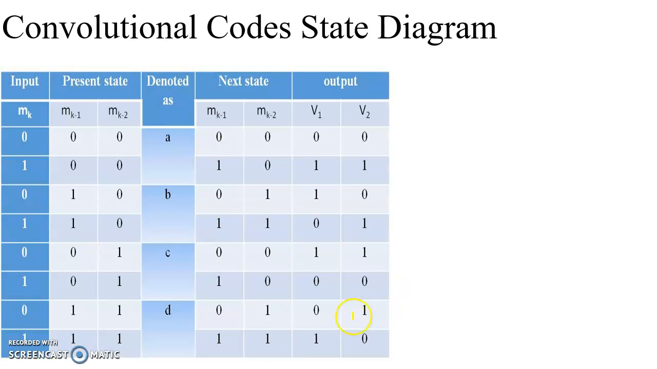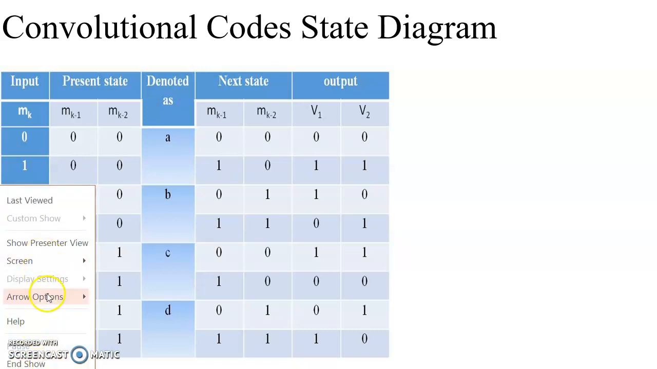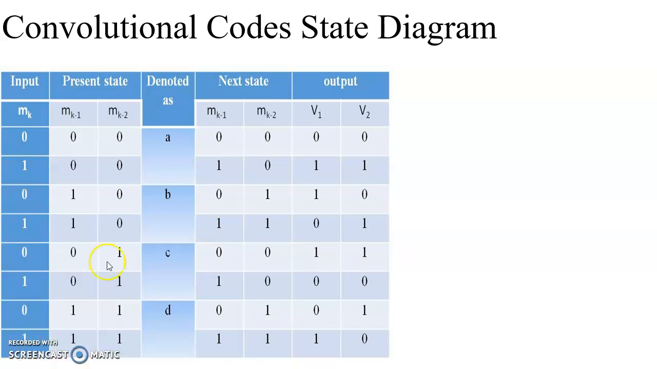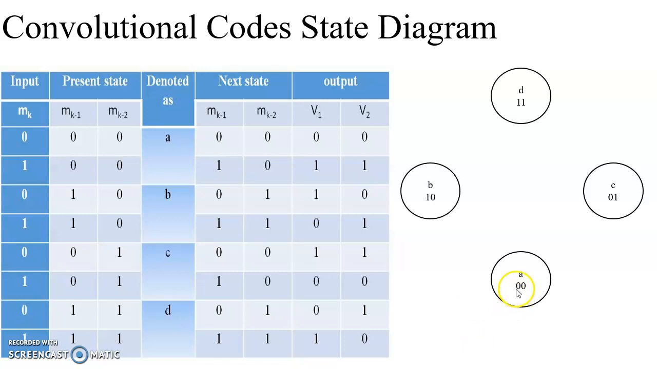Now coming on to the next, we have with us the convolutional encoder. I'll take the arrow option. We have the state table with us. From that we are going to draw the state diagram. So these are the 4 states A, B, C, D. Present states 0, 0, B 1, 0, C 0, 1, D 1, 1. Now we have to see how they are going to be formed.